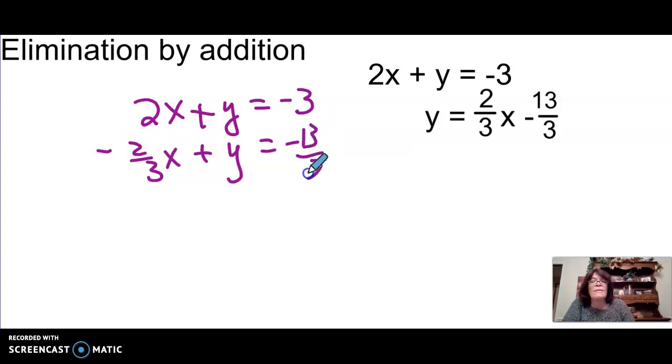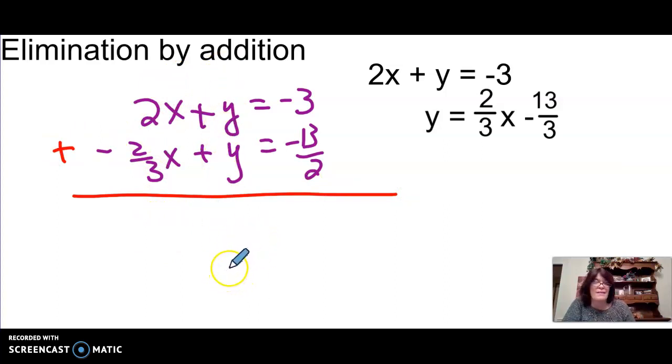Okay? And then what you want to do, ideally, is add these together, and you want either the x's to add to 0 or the y's to add to 0. Right now, neither of those do that. So I'm going to multiply everything by a -1 in this case, because if this was a negative y, that'd be awesome. Then everything would cancel out.